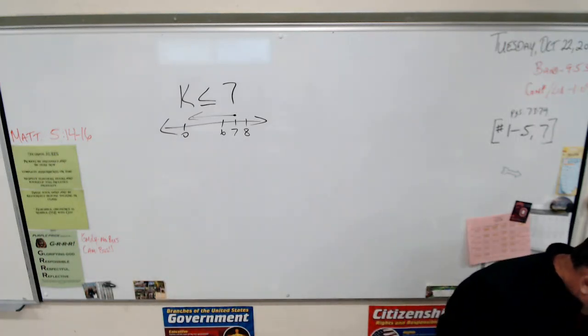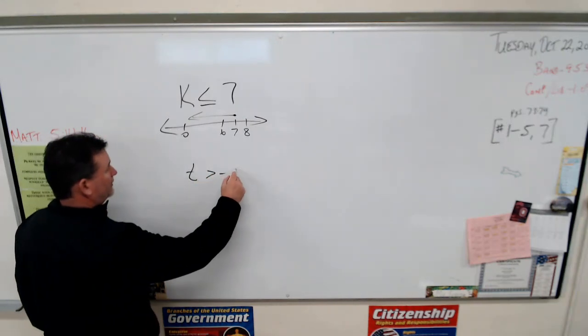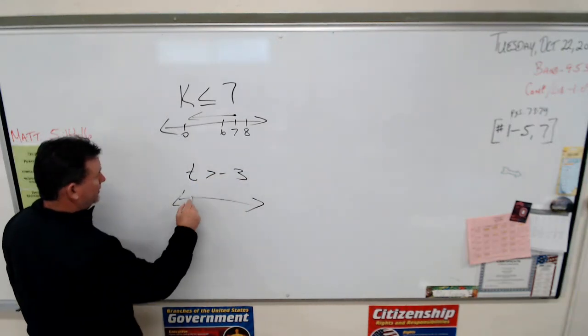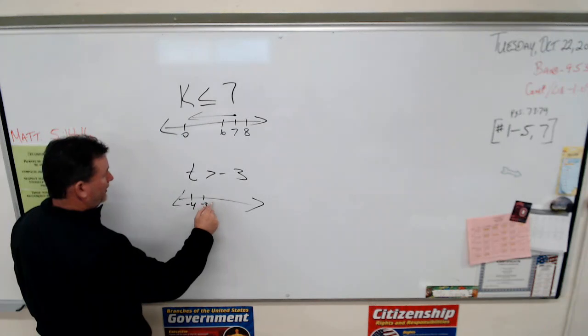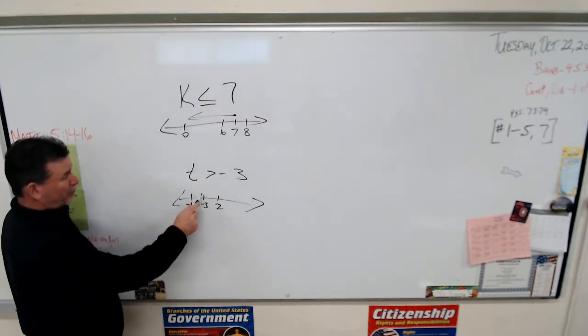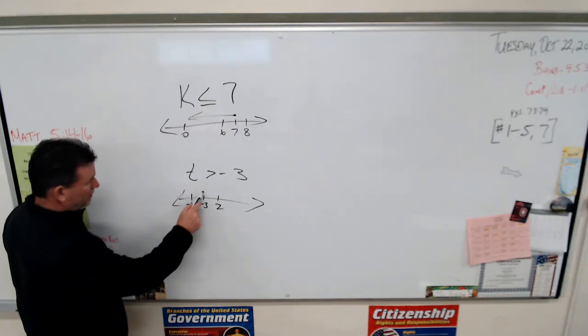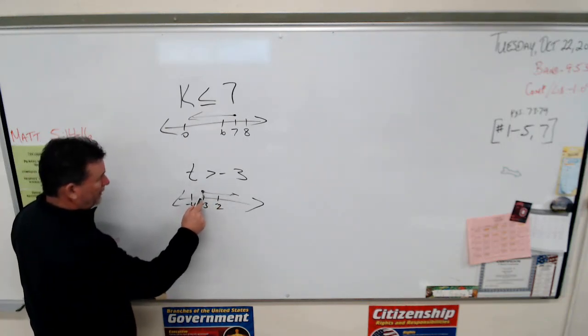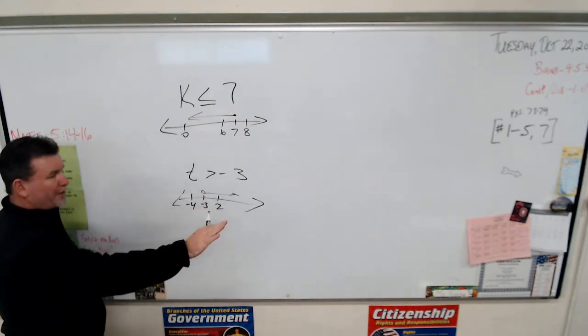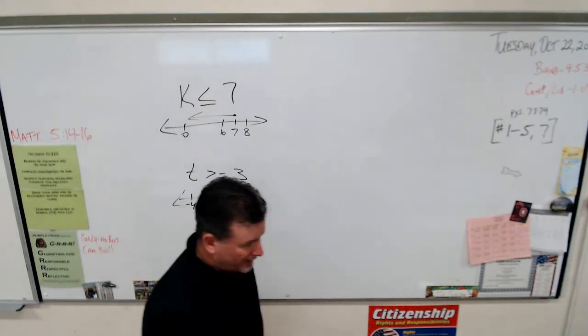Number 23, t is greater than -3. What's that look like? Don't have to be an artist. -4, -3, -2. Okay, it's greater than -3, not equal to. David, just greater than. Open, closed? Open. -3's not included. Everything to the right of -3 is included in that solution.